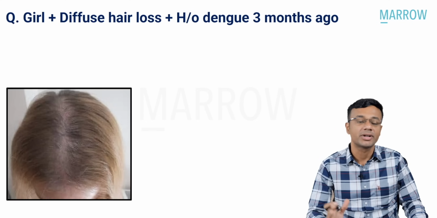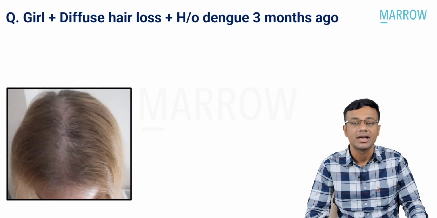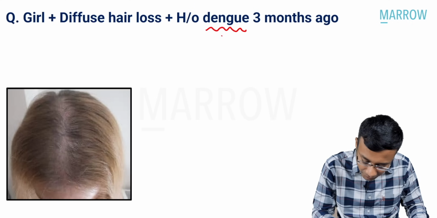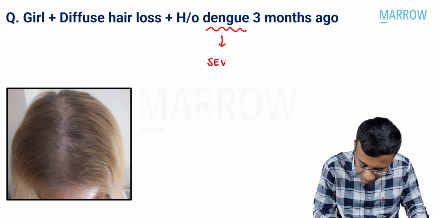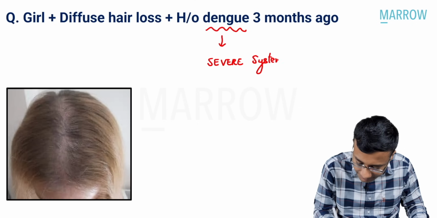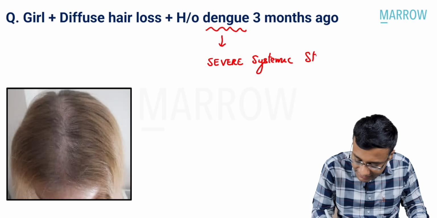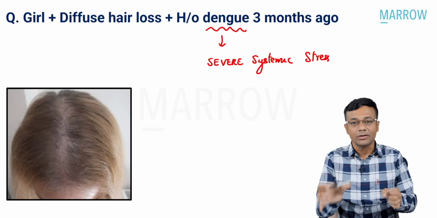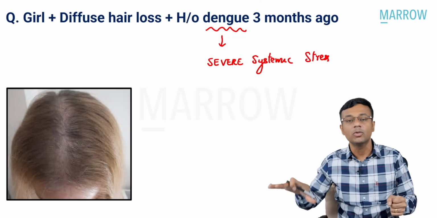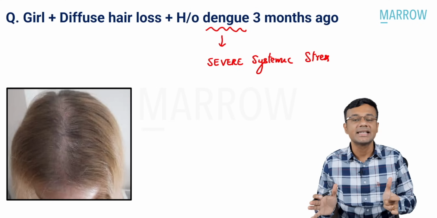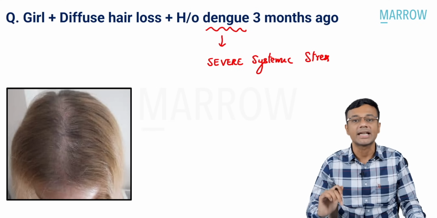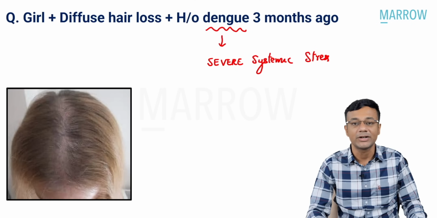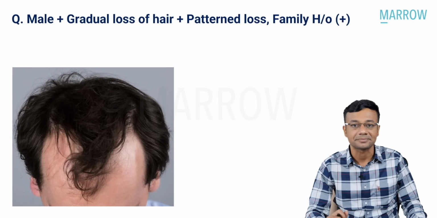The next scenario talks about a girl who presents with diffuse hair loss with history of dengue 3 months ago. So dengue is an example for severe systemic stress. And following the systemic stress, what is going to happen? The hair from the anagen phase is going to prematurely move into the telogen phase. It remains there for 3 to 4 months and then diffuse hair loss is noted. This condition is referred to as telogen effluvium.